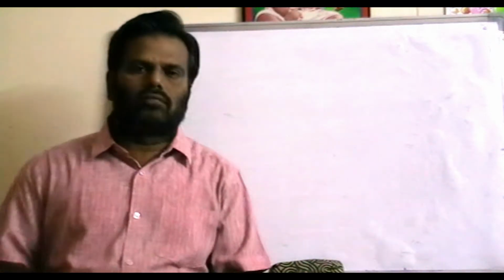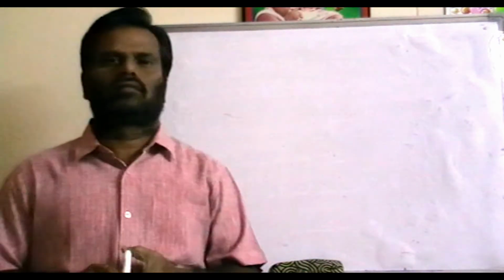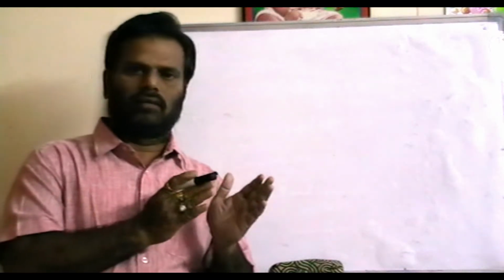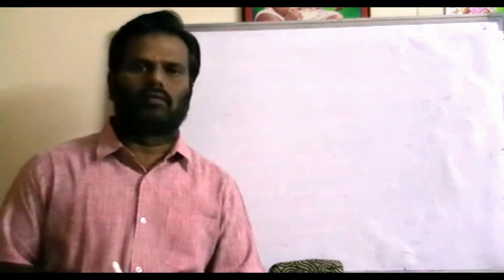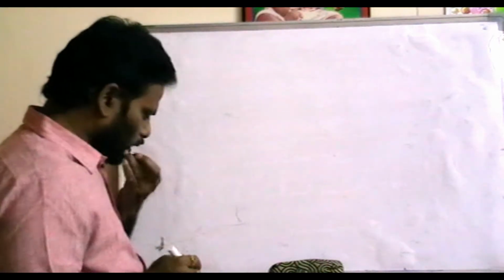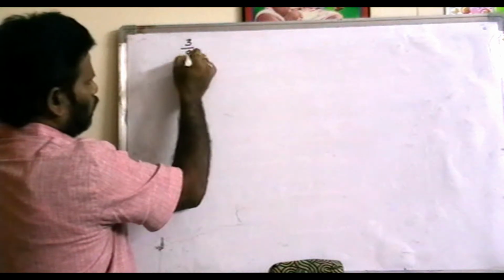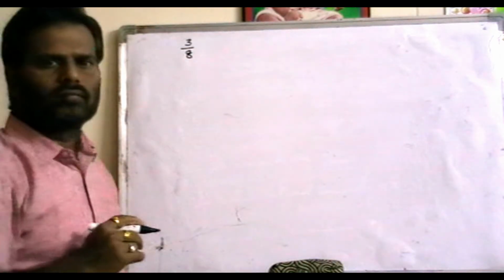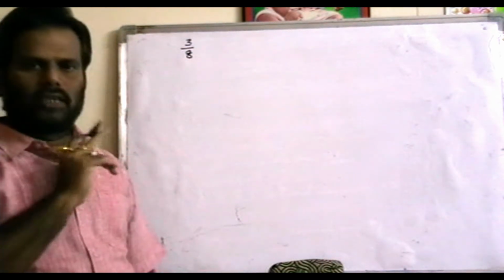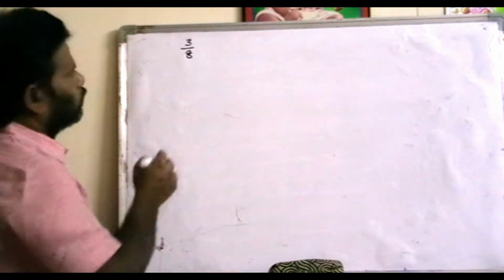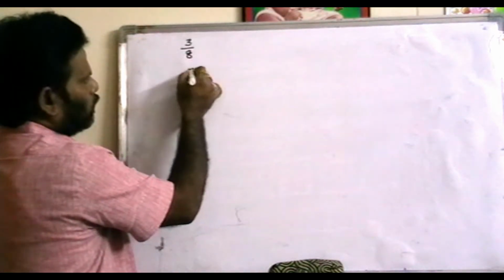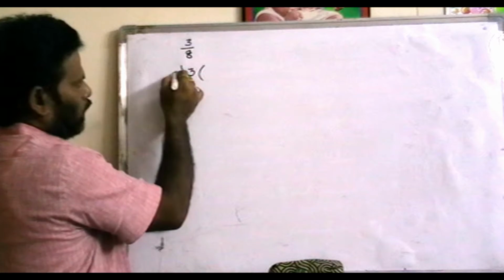Today we are going to discuss how a rational number changes into the decimal form. For example, it is given that one of the rational numbers is 3 by 8. That 3 by 8 we change into the decimal form. So 3 by 8 means 3 is divided by 8.